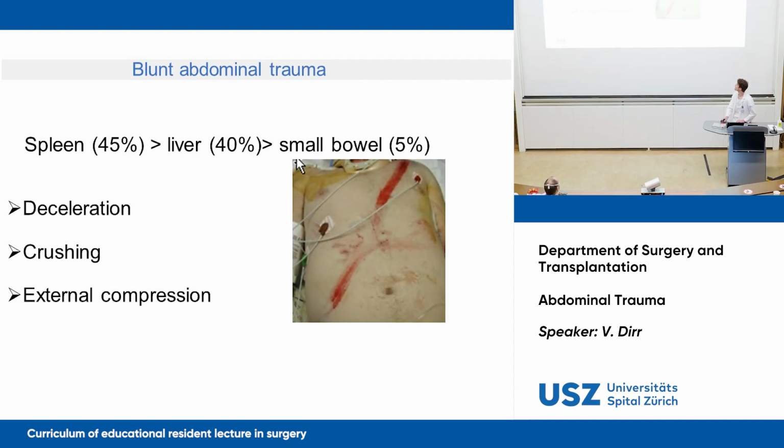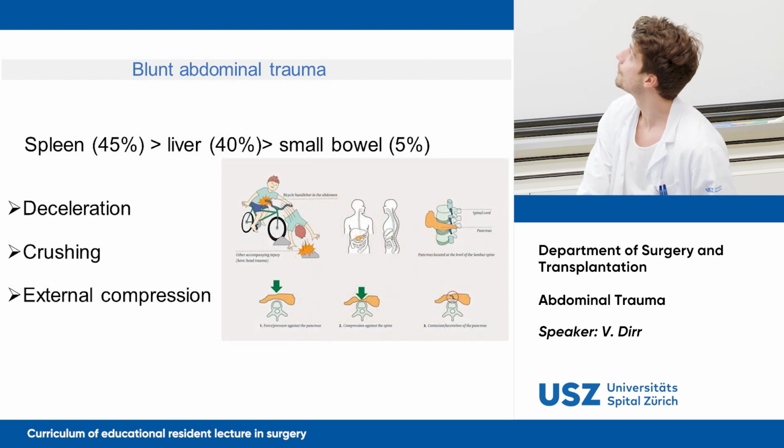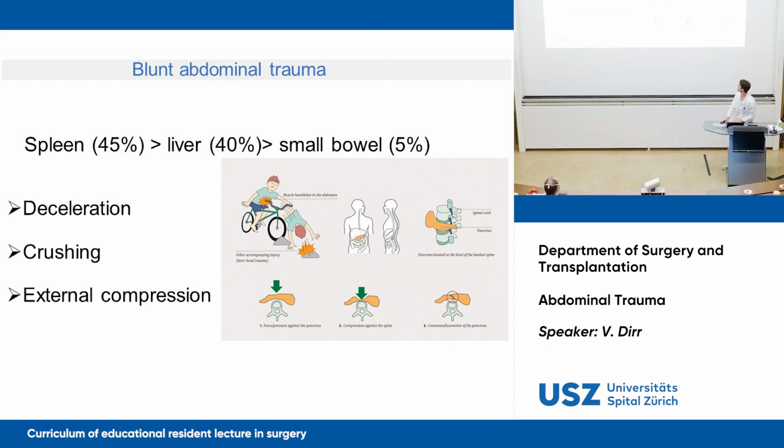There we can also have signs on the body of our patients, for example, the seatbelt sign, which might indicate a blunt abdominal trauma. A more recent sign might be the seatbelt sign, where the seatbelt externally compresses the pancreas against the vertebral column, finally resulting in laceration.